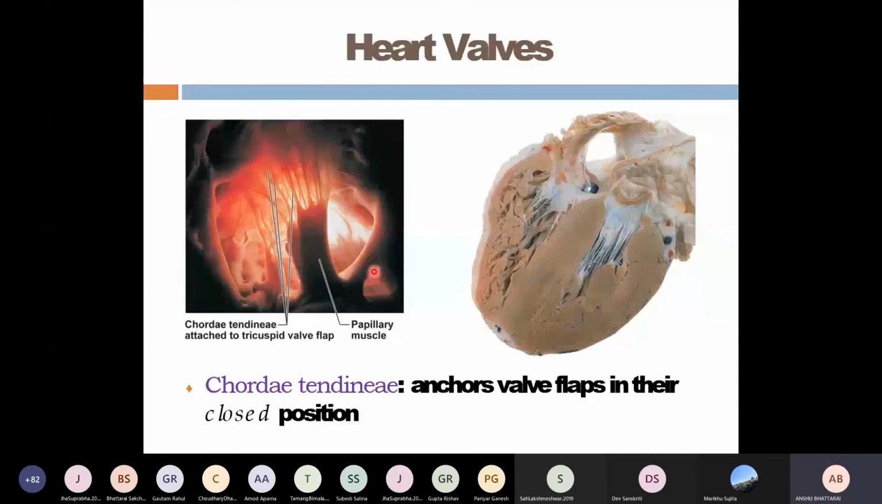Sometimes this can occur in certain conditions like acute infective endocarditis, or if there is myocardial infarction exactly in this region. So this might cause the valve to become incompetent. This is known as mitral valve prolapse. Anyway, this is the function of the heart valves, and you should also remember that there are certain structures that prevent this kind of prolapse or incompetence of the valve.